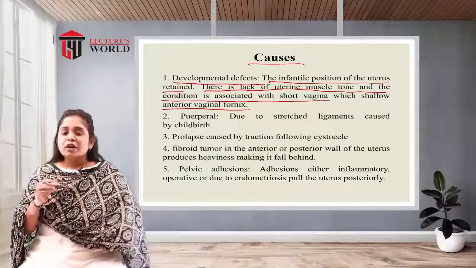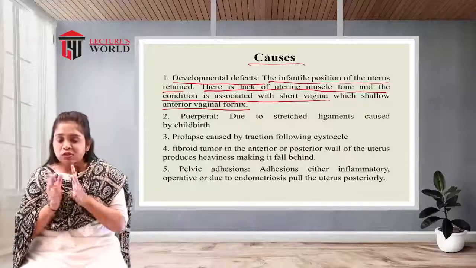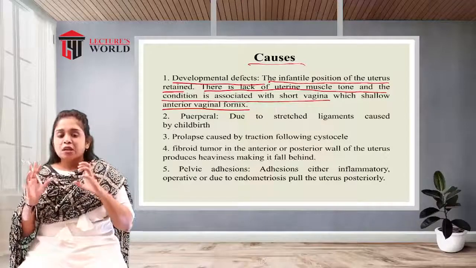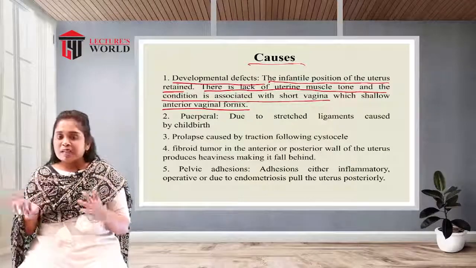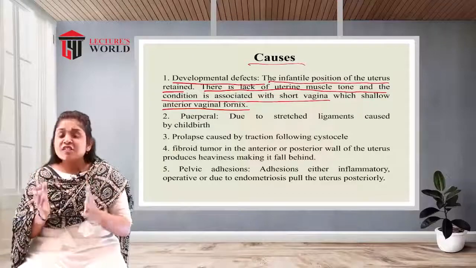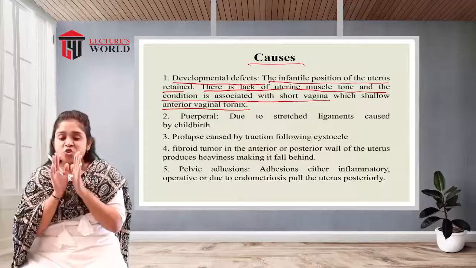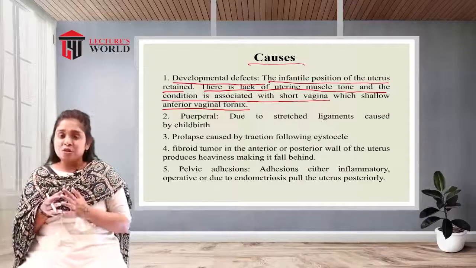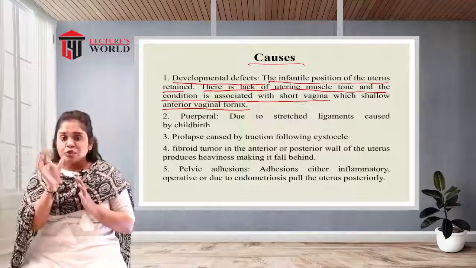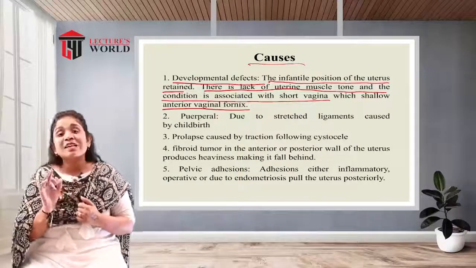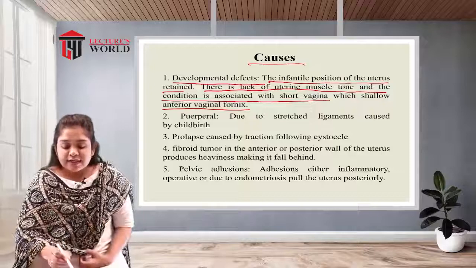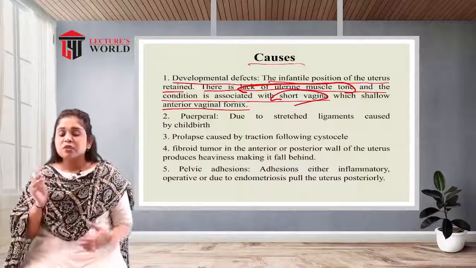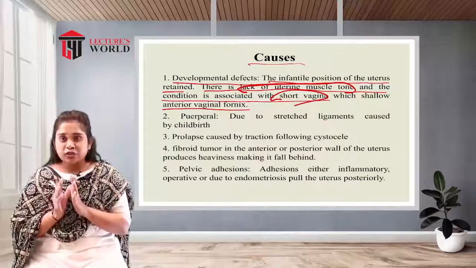If I say how the uterus stays in position, we can say there are surrounding structures of the uterus, and there are muscles, the pelvic muscles. Everything gives support for the uterus to stay in position. But when the uterine muscles or the pelvic floor muscles are weak, the position of the uterus is also going to change. So here it has been written, there is a lack of uterine muscle tone and the condition is associated with this. We can say the muscle tone of the uterus is lacking.